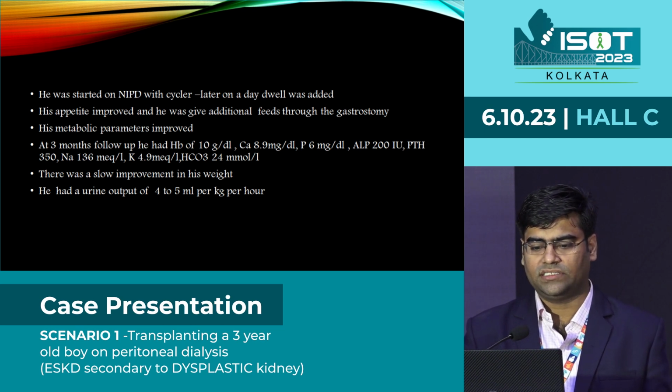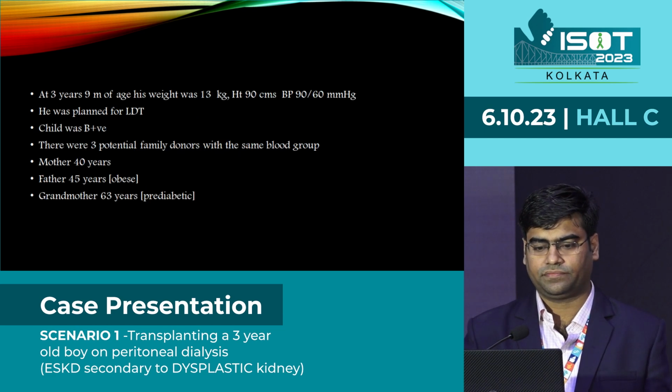His metabolic parameters improved. At 3 months follow-up, he had Hb of 10, calcium of 8.9, phosphorus of 6, alkaline phosphatase decreased to 200, with PTH of 350. Sodium was 136, potassium was normal, and bicarbonate was 24. There was a slow improvement in his weight. He had a urine output of 4 to 5 ml per kg per hour. At 3 years 9 months, his weight was 13 kg, height was 90 cm, with BP of 90 by 60. He was planned for a live-related renal transplant.